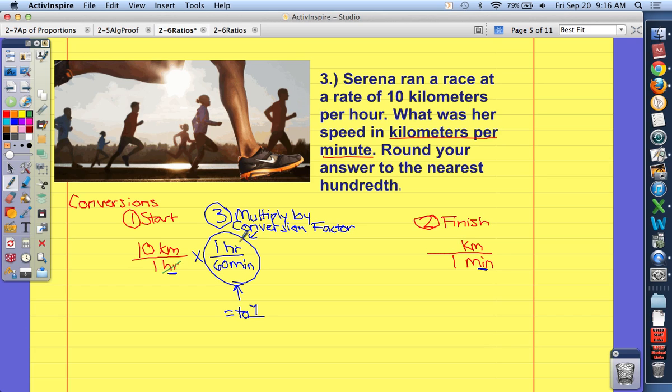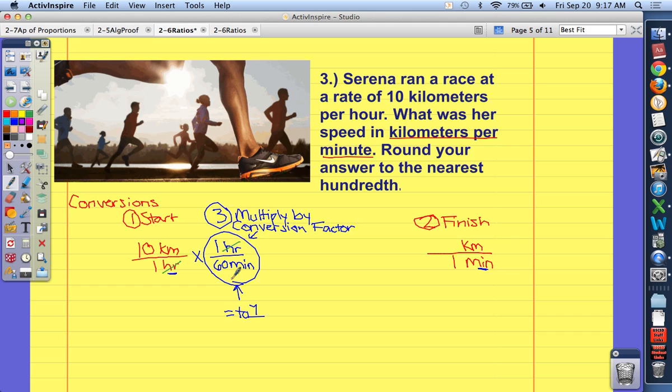Now the word hours, the units, are canceling out here. They're gone. Take a look at what I would have left. I would have kilometers over minutes. That's exactly what I want. You may need more than one conversion factor to get what you want.